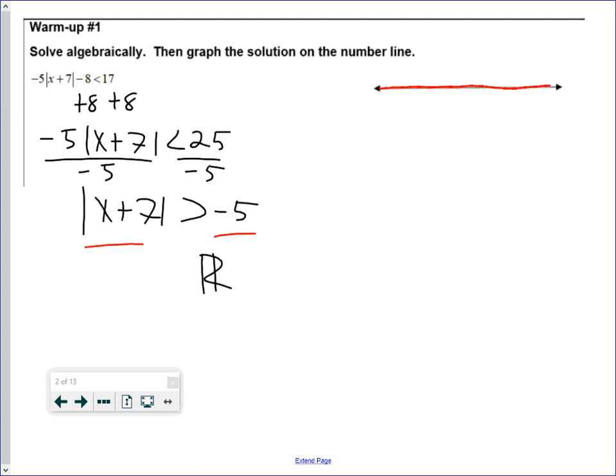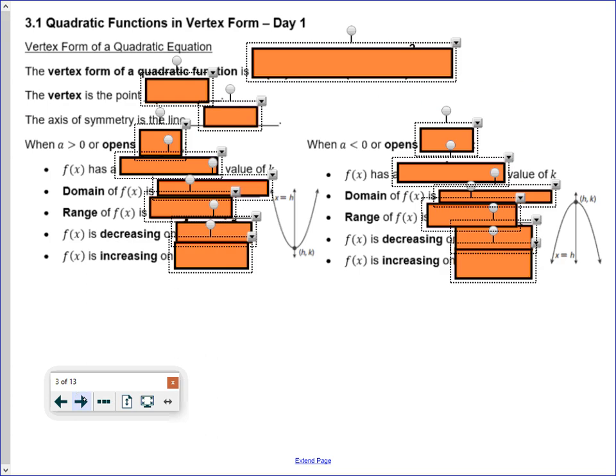And when it comes to graphing the line, just shade the whole thing. It goes on forever because it's every single real x value. All right. So let's go ahead and get started.